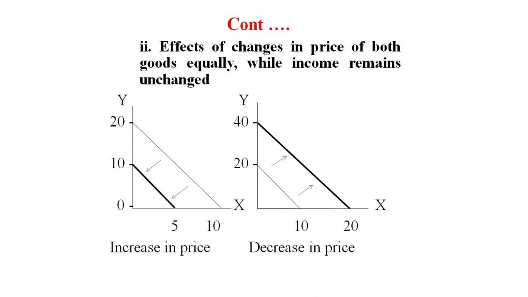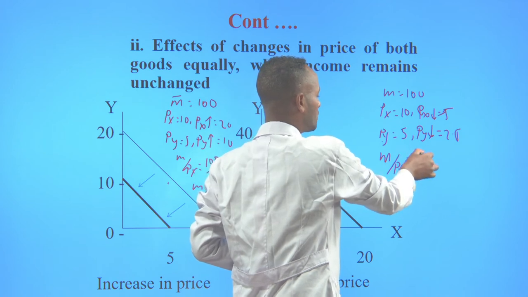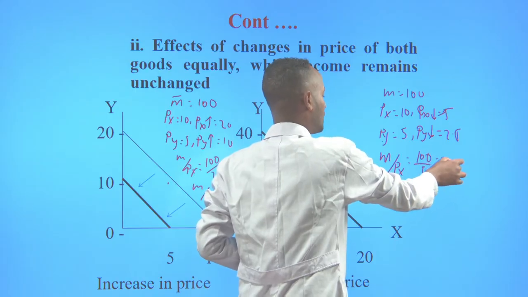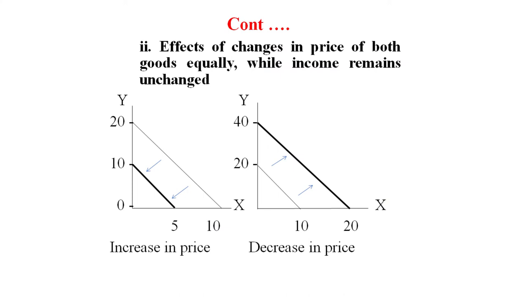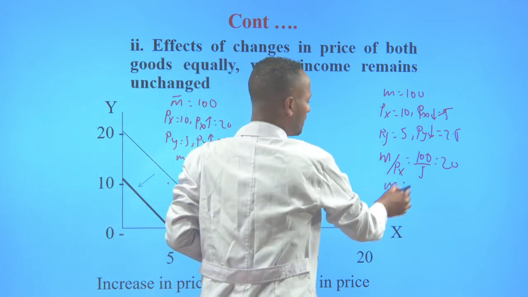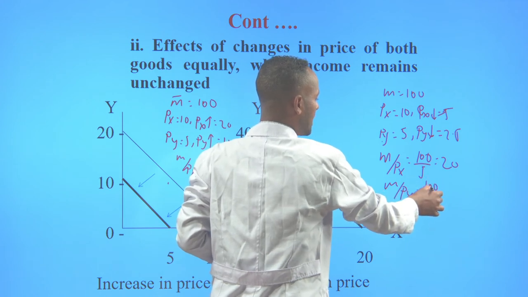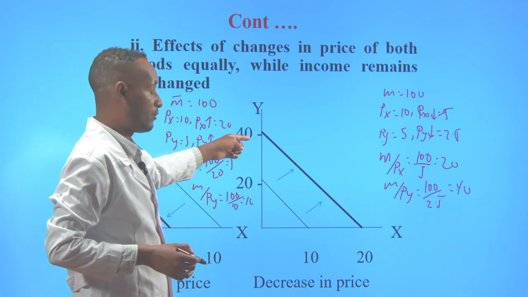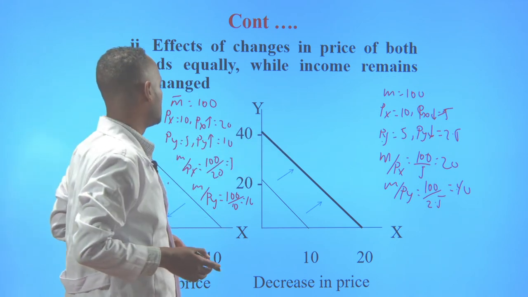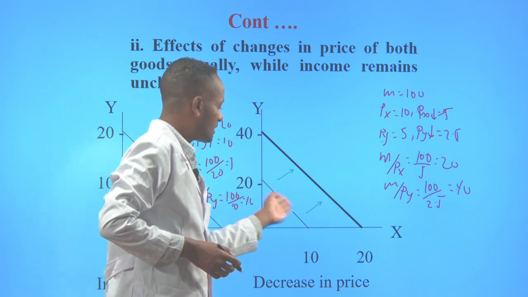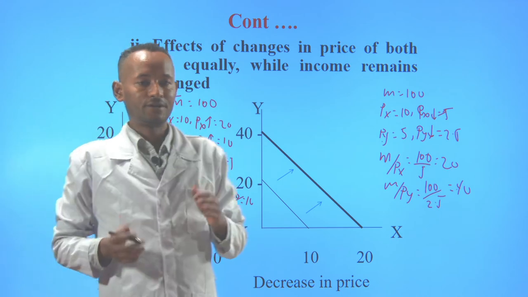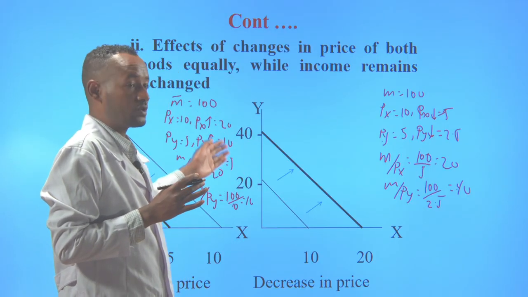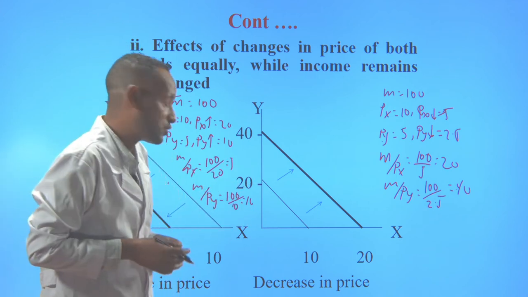The horizontal intercept of the new budget line will be M over price of X, which is equal to the income of the consumer, 100, divided by the price of commodity X, birr 5 because it is halved, and 100 divided by 5 is 20. This 20 is the horizontal intercept of the new budget line. Similarly, M over price of Y will give you the vertical intercept, and since the price of Y declined to 2.5, this is 40. So the vertical intercept of the new budget line is 40. When we join the horizontal and vertical intercepts of the new budget line, we get this kind of budget line. So there is an outward shift of the budget line. While the income of a consumer remains unchanged, with an equal percent decline in the price of both goods, the budget line will shift outward, indicating that it allows us to buy more of a commodity.